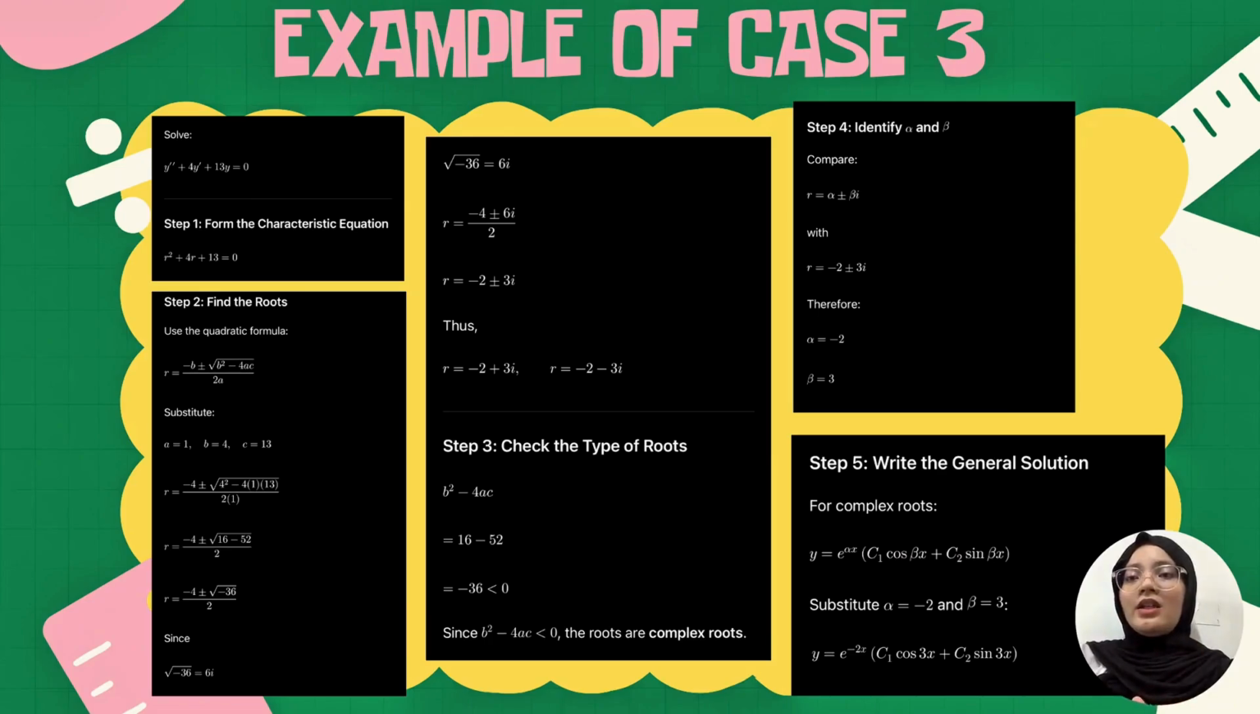So lastly, we can write the general solution for the complex root. As we know, y is equal to e^(alpha x) in the bracket c1 cos beta x plus c2 sin beta x. So we just substitute the values of alpha and beta in the general solution. So we will get y is equal to e to the power of negative 2x in the bracket c1 cos 3x plus c2 sin 3x. That's all.